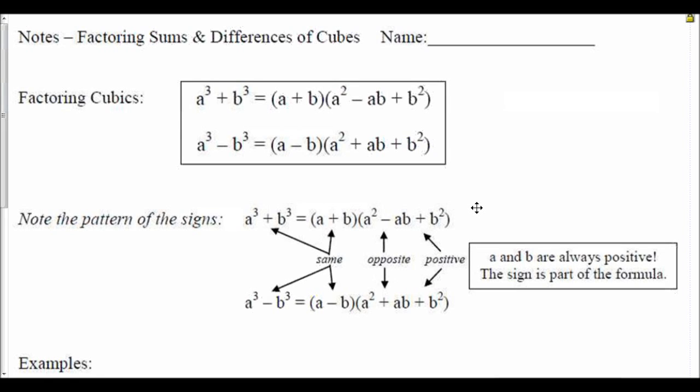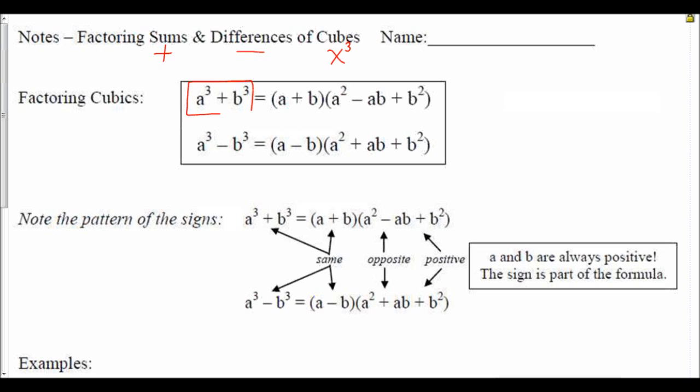In this video, we're looking at some notes on factoring sum and difference of cubes. Remember, sum means addition, difference means subtraction, and cubed means something to the third power. So that's what we're looking at. If we're factoring sum and difference of cubes, we have two kinds.